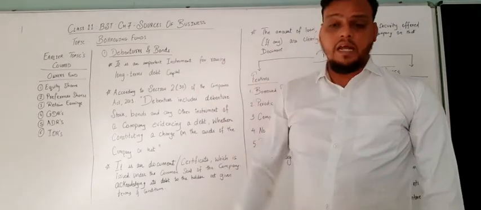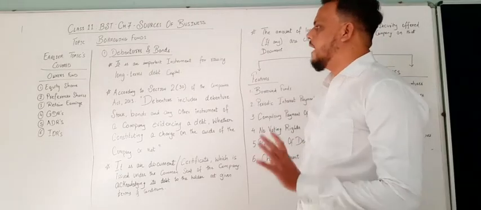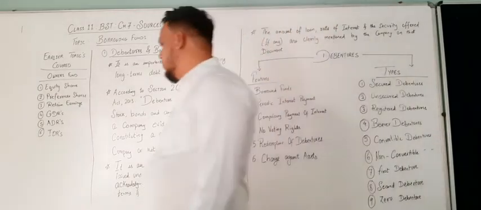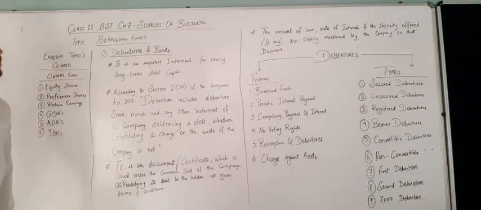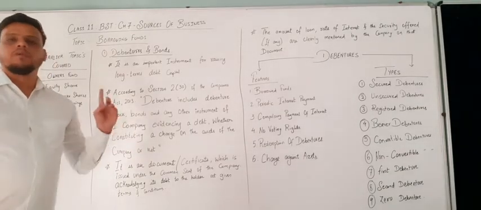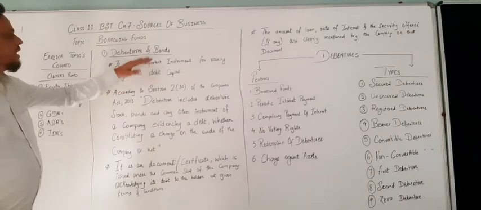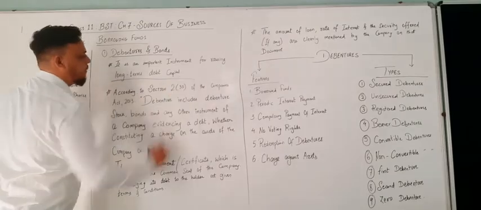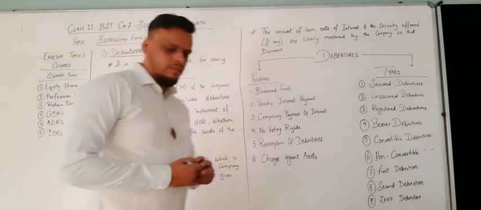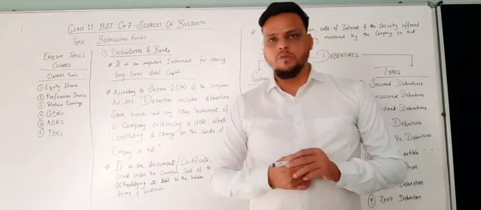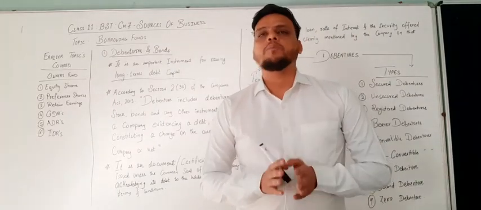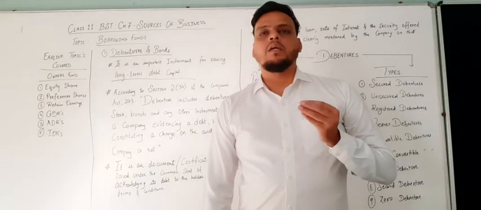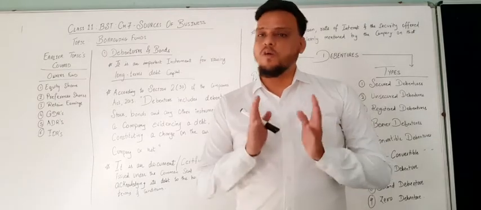In borrowed funds, we have to study first debentures and bonds. What is a debenture? What are bonds? We will study in detail one by one. I have made points for you to understand what it is exactly. The first point says that it is an important instrument for raising funds as long-term debt capital. Debentures and bonds are those instruments which are used for borrowing from the market. This borrowing is taken for a longer period of time, not a short period.